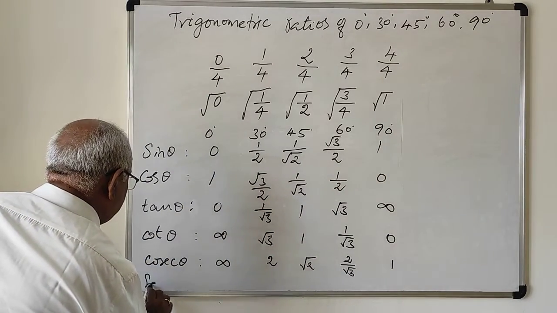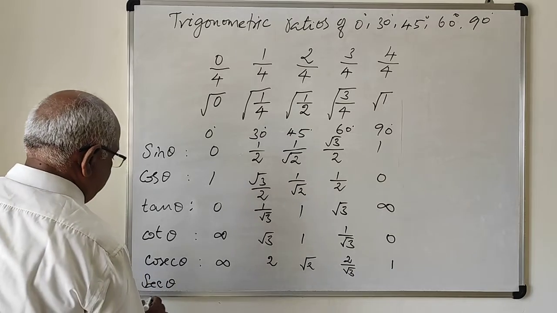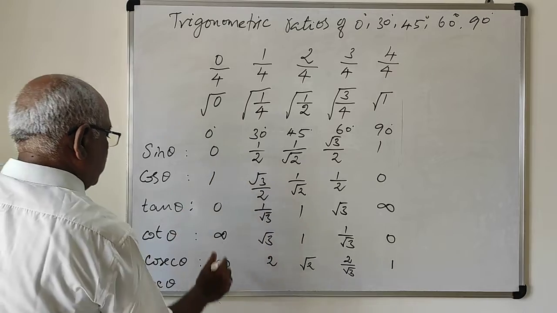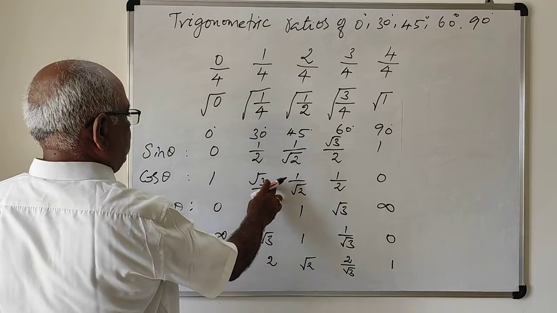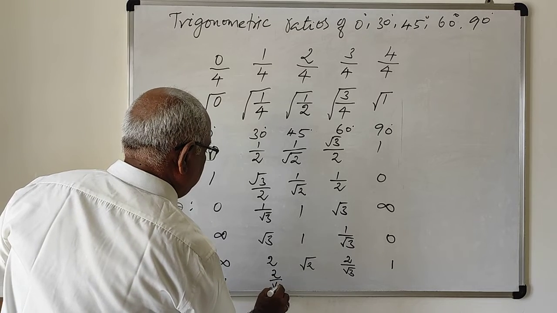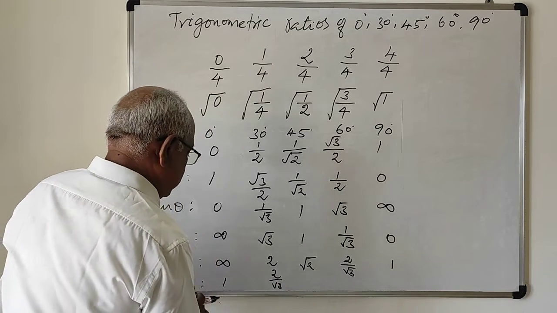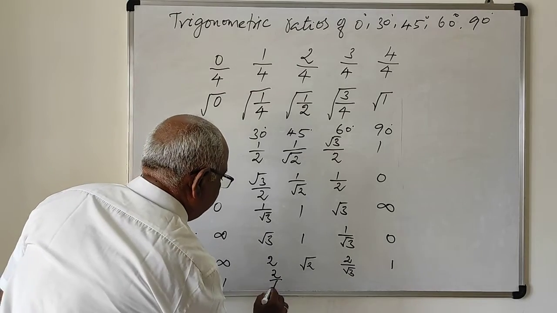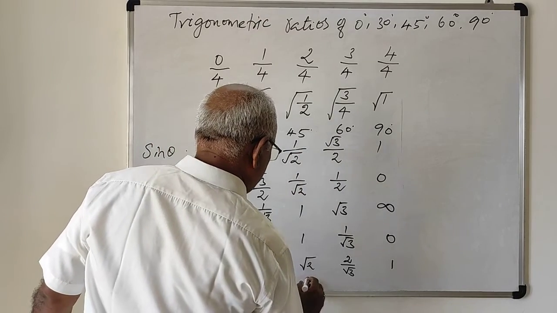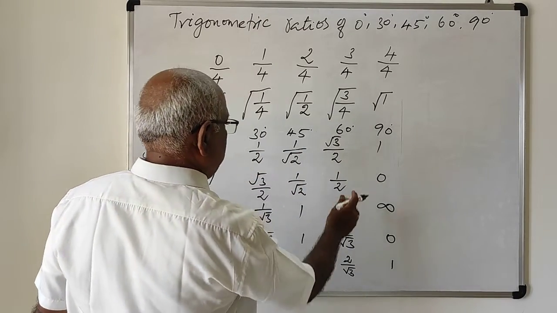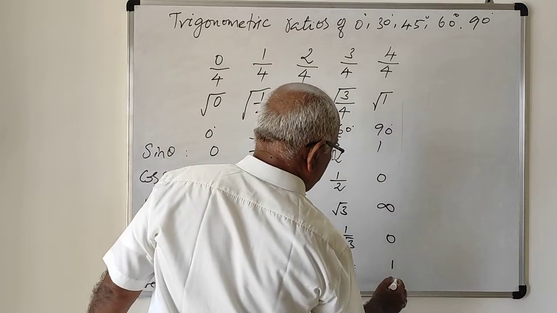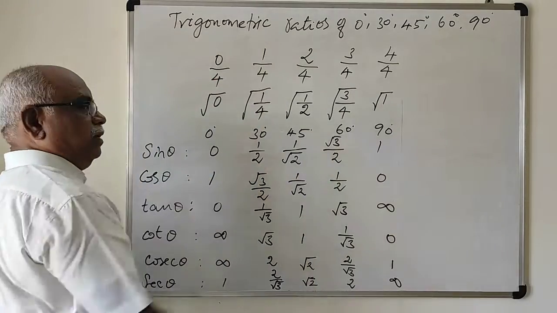Similarly, secant theta is again reciprocal of cos. Secant 0 is 1 by 1, 1. Secant 30 is 2 by root 3. Secant 45, reciprocal of cos 45, is root 2. Secant 60 is 2 and secant 90 is infinity. Like that, we completed the values.